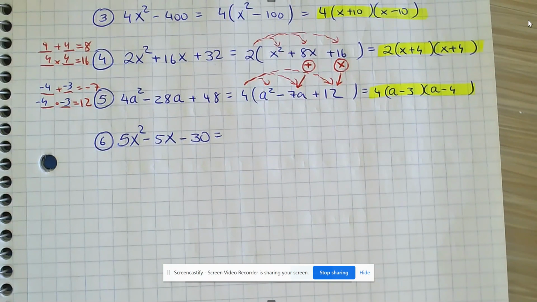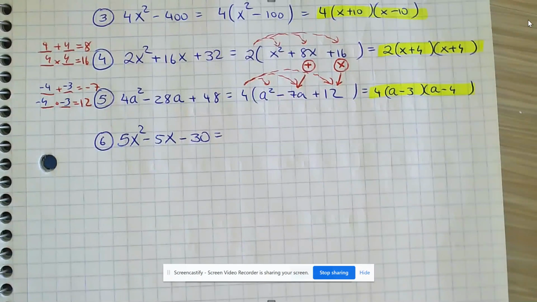Okay, now let's be brave. There's a minus, there's a minus. Now 5 times what gives you 5? Okay, so let's go 1x. 5 times what gives you 30? Minus 6. Close. This equals 5 times 2 brackets, so 2 sets of parentheses.